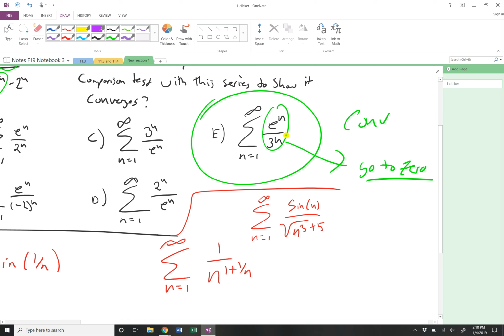So we can think about e to the n over 3 to the n as e over 3 to the n, and e over 3 is less than 1. So this is a geometric series. The ratio is less than 1, because e is about 2.7, so e over 3 is less than 1. So this series converges by the geometric series test. Okay?